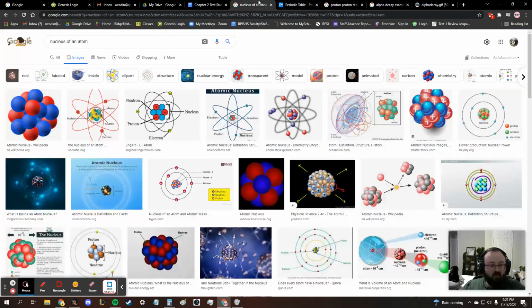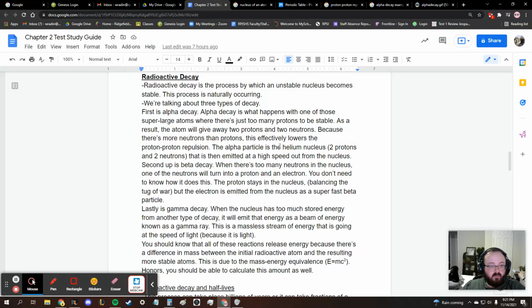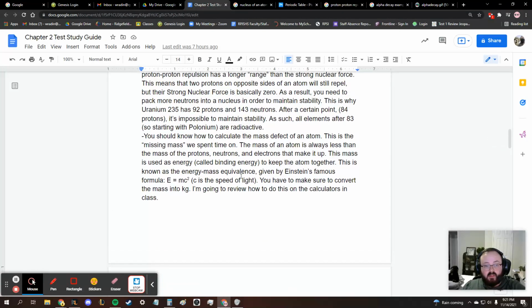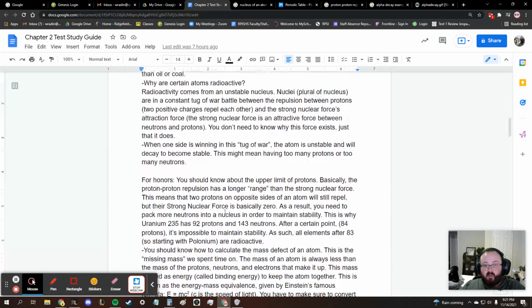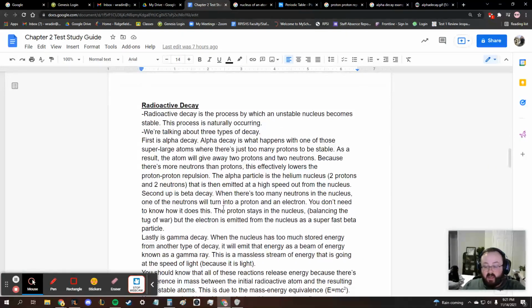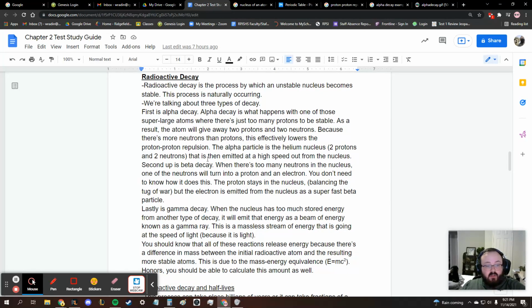It is important to note, if we get back to my notes here, this lowers the proton-proton repulsion and makes it more stable. It is emitted at a high speed, which means it has a lot of energy. That's where that whole energy comes from, right? Part of that energy being released is the kinetic energy. That is a type of energy. So, alpha particles, really big nuclei that want to get rid of some protons.